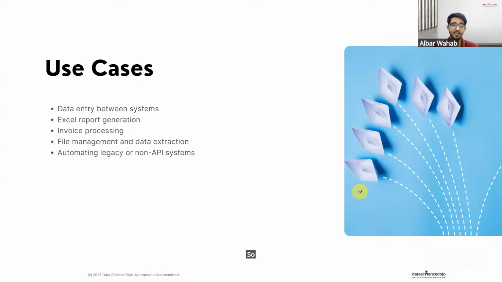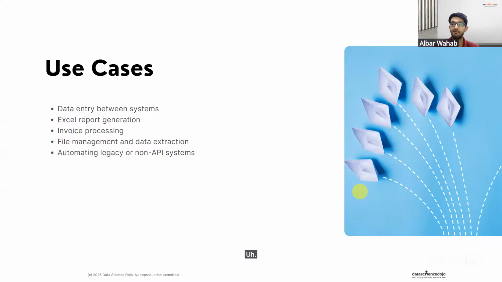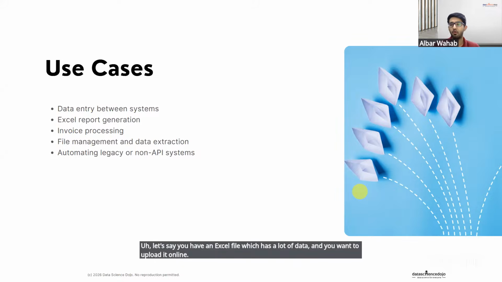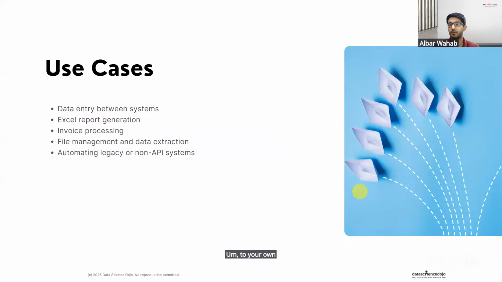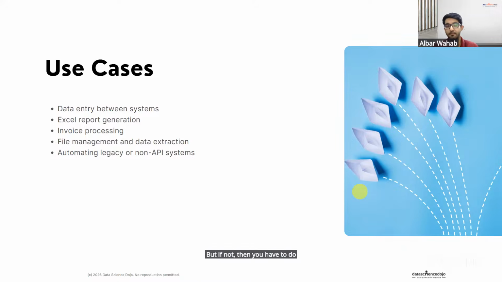So it has multiple use cases, talking about data entry between systems, right? Let's say you have an Excel file which has a lot of data and you want to upload it online to your own system or your form, whichever exists. If it has an API available, or a bulk import option, then it saves you time and effort, right? That's not an issue. But if not, then you have to do some manual entry.